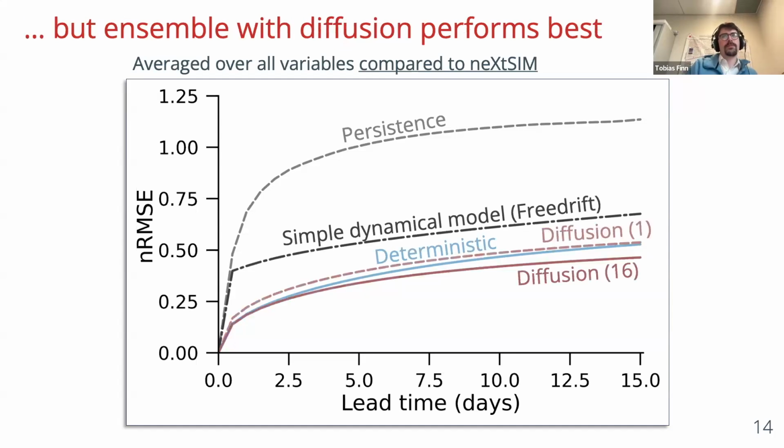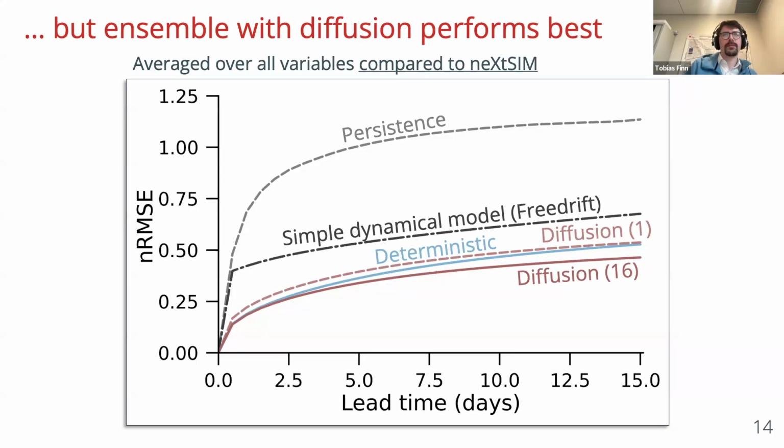If we now plot in what here a diffusion model, what here a generative model says, then we can see that if we use a single ensemble member, the model is actually worse than the deterministic model. However, if we use the ensemble mean of 16 ensemble members for our prediction, then we can see that it basically outperforms the deterministic forecast.